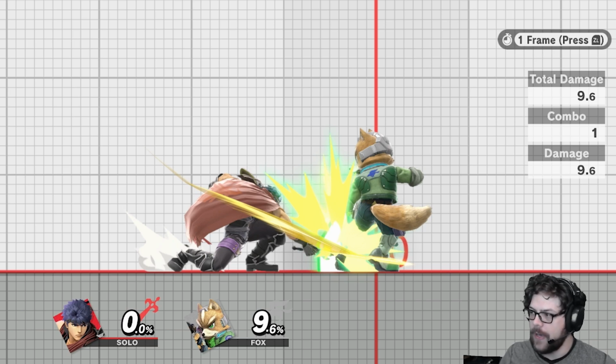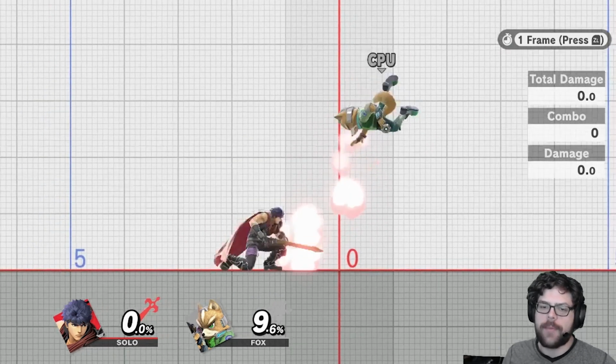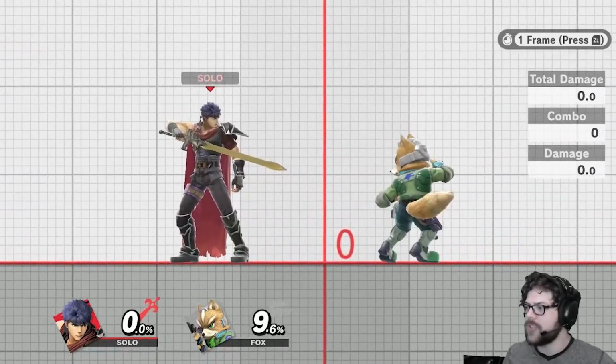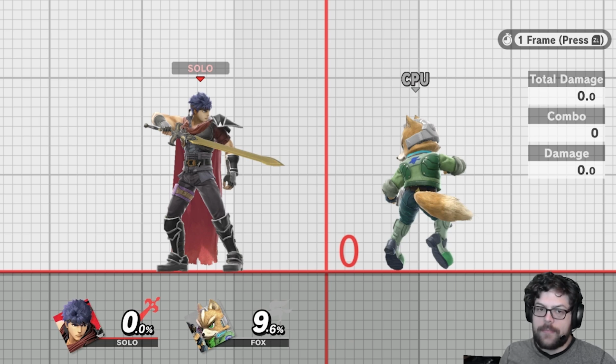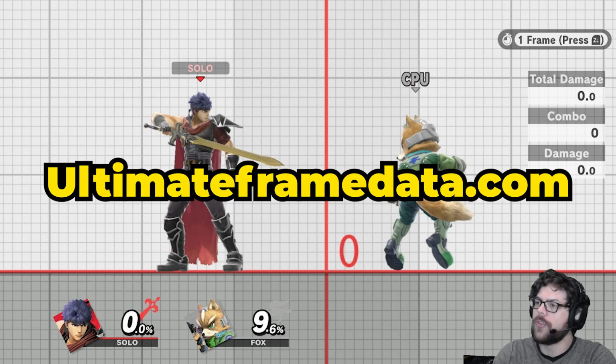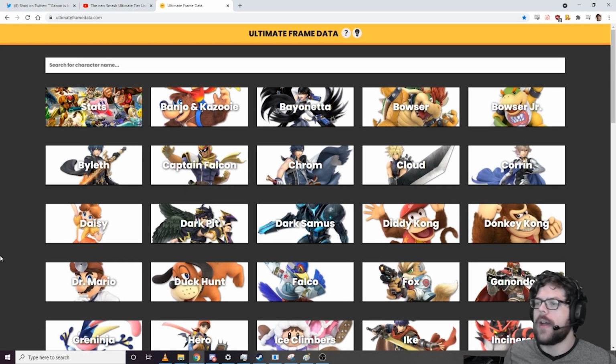Because it takes 7 frames for the hitbox to come out, that means this move has 7 frames of startup. 7 frames, that's a little over 1/10 of a second for this move's hitbox to come out. So that's how we measure the speed of moves, whether they're fast or slow. That's the very basics of what frame data is. There's actually an amazing website for this stuff called ultimateframedata.com. I encourage you guys to check it out if you haven't already.